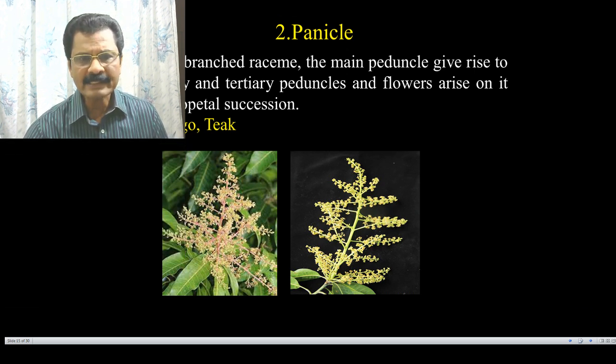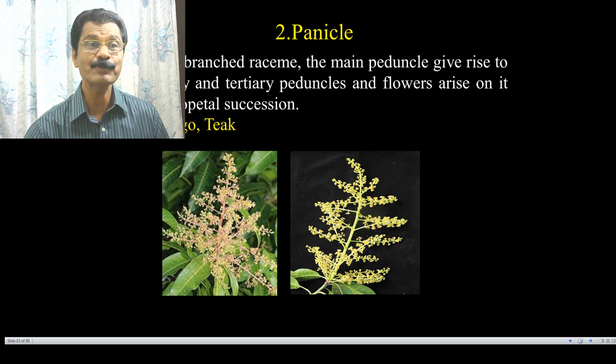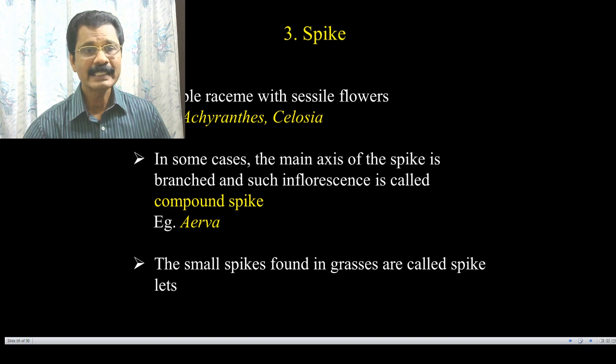The inflorescence axis or the peduncle branched into 2 or 3 times, and here it is branched into twice, and along the branches the flowers are arranged in an acropetal succession. That means older flowers seen at the base and younger ones seen at the tip. That is panicle. Branched racemose inflorescence is called panicle, right? Then third one is called spike.